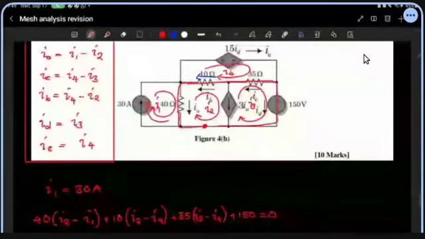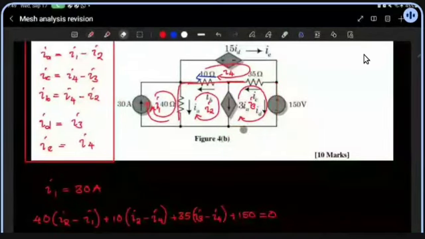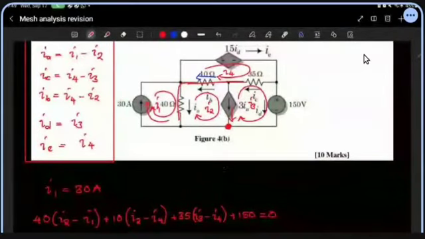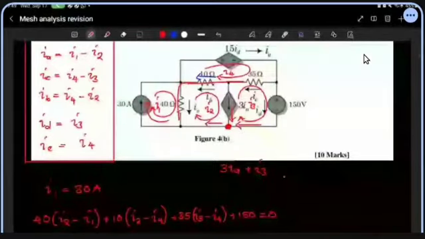Now, whenever we deploy a super mesh, we must always include the branch we skipped. The branch we skipped is this one. So we now go to where this branch connects. Here, we'll take the bottom node, it's simpler to deal with. For that node, the current through this branch enters. So that current is 3IA. It enters that node. Then you have the mesh current I3 also entering, so we'll have plus I3. Then we have the mesh current I2 going this way, so we'll have minus I2.